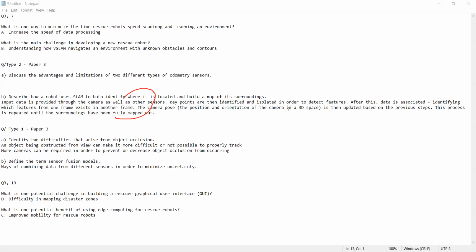Okay. So let me talk about the difficulty that arises from object occlusion. What you mentioned is actually quite correct. An object being obstructed from view can make it more difficult, and not possible, to properly track. So not really to track, but to actually recognize. If you only see part of the object and the other part is really hidden, you are not able to really identify it, right?